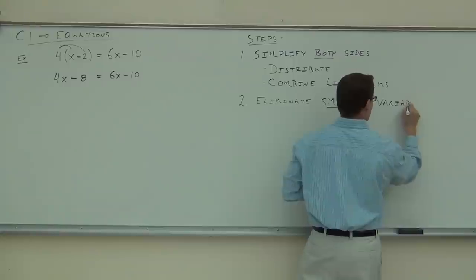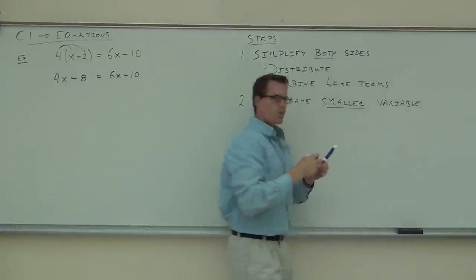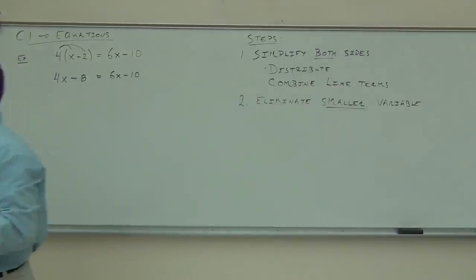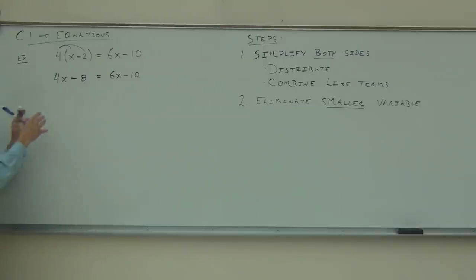And if we eliminate the smaller variable, we're always going to have a positive variable on this side. And that's kind of nice. We don't have to divide by negatives at the end. So here, we'll look at this. We'll say, okay, we got our 4x, we have our 6x. We're going to identify the smaller one here. We're going to get rid of it by addition, subtraction, multiplication, division. You tell me. Subtraction. In this case, yeah, subtraction.